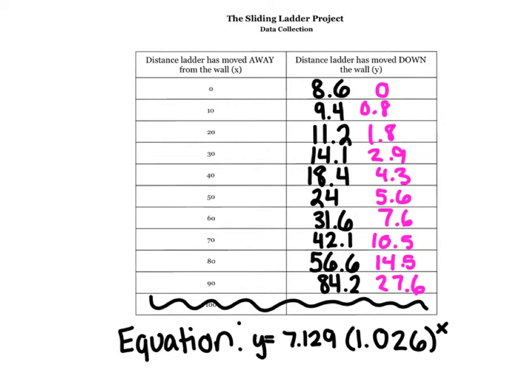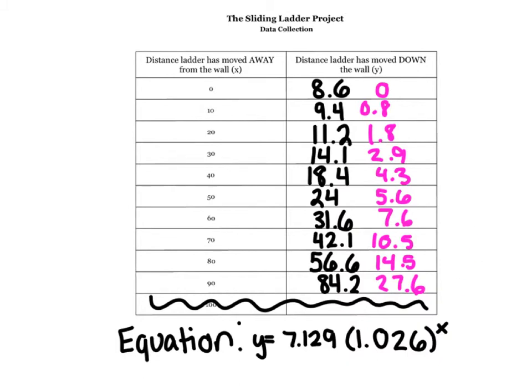For example, when our ladder was at 0 centimeters away from the wall, we measured that it was 8.6 centimeters, which is right here, which was where the ladder was located on the meter stick that was representing the wall. The data to the left in pink, which is right here, is the actual correct data we should have gotten.